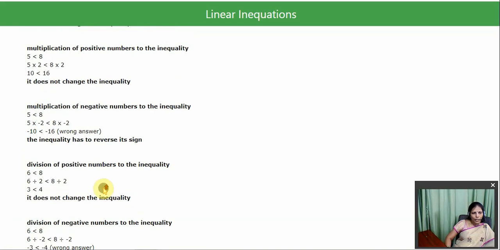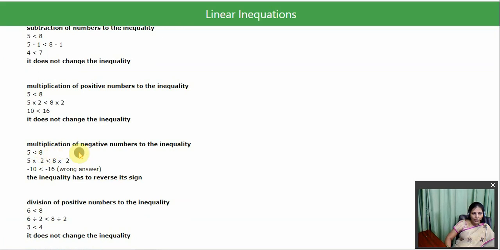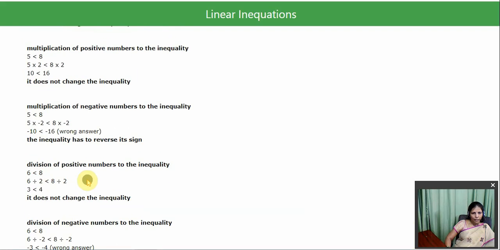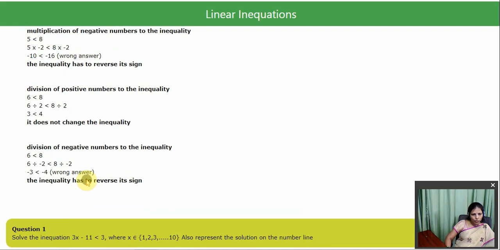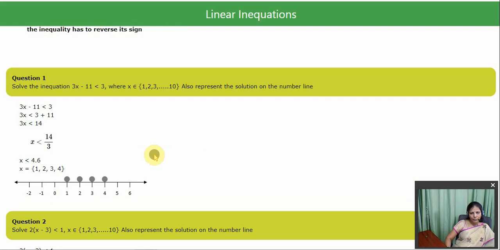So by looking at the rules, we found that multiplying with a negative number on both the sides of the inequality, the sign gets reversed. The same is applicable for the division, that is dividing the inequality with a negative number. Here again the inequality has to be reversed. Fine. I hope you understood the rules. Now we will go to the sums. Fine. Now this is the first sum.